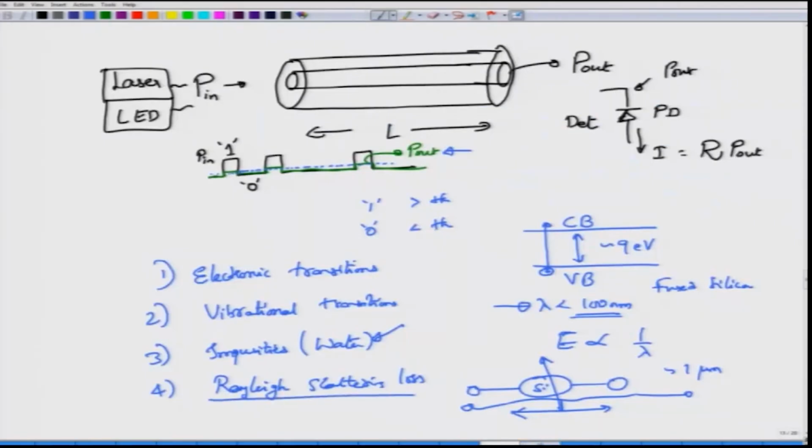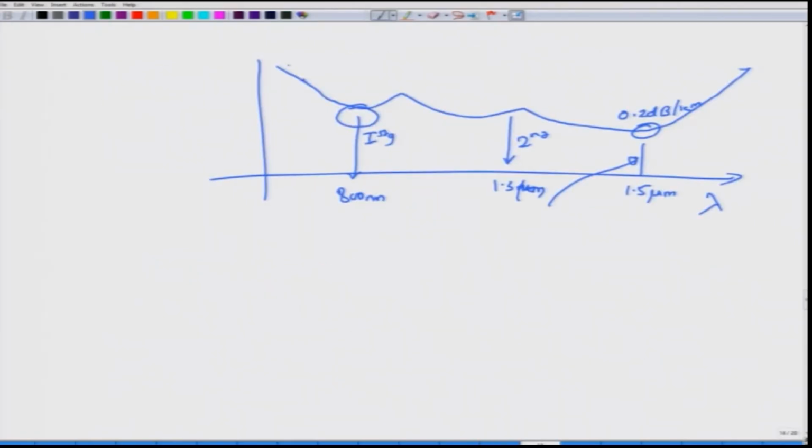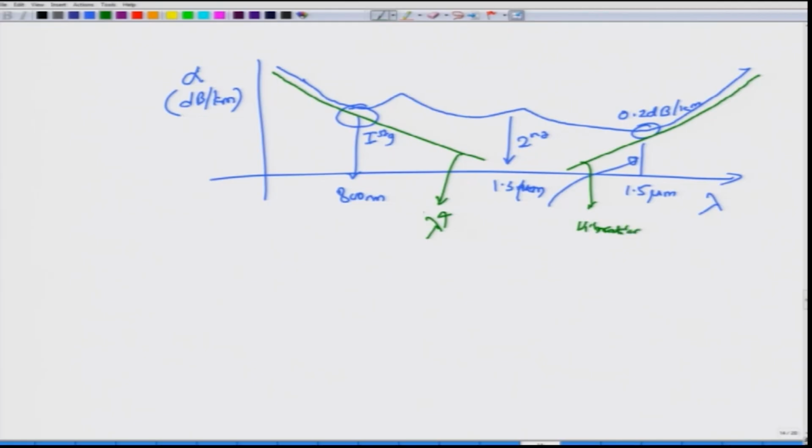So, initially, if you look at the losses at lambda close to 0, this is the attenuation, which I will call alpha. The units of this are usually dB per kilometer. I will tell you a little bit about that. There are these losses called Rayleigh scattering losses, which decrease as 1 by lambda power 4. Whereas this increase that you would see is because of the vibrational transitions that we discussed.